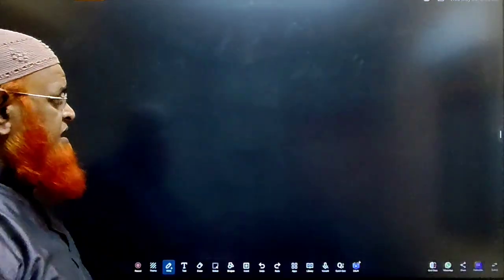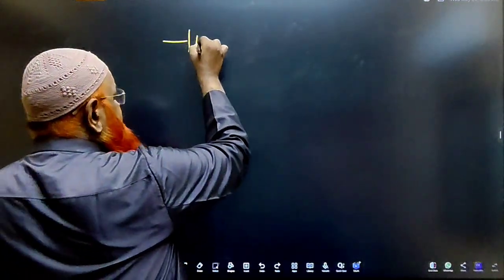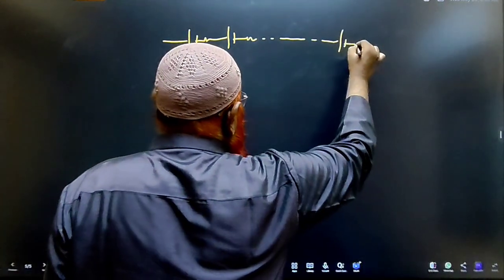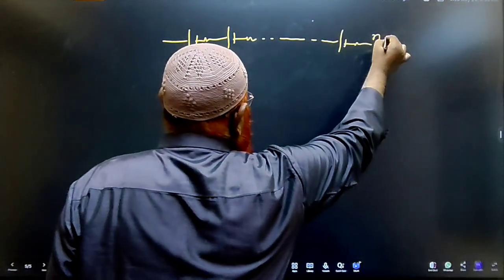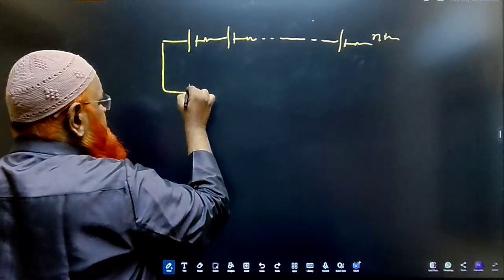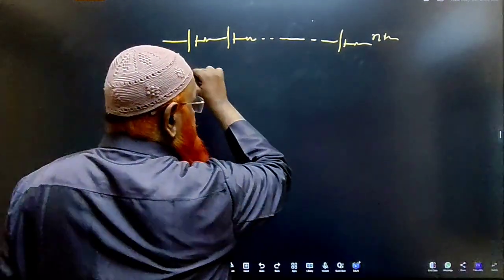So what is going to happen at the combination of series and parallel? You just see here, this is one cell, this is one cell. Like this, how many series are there? There are N cells connected in series, and these type of series. I should use technology.